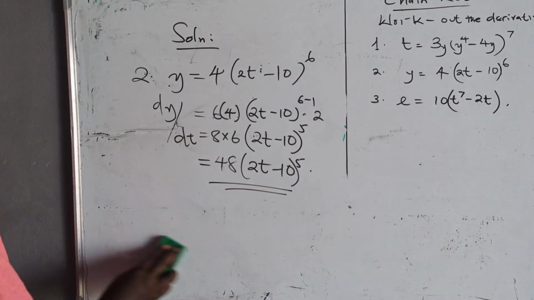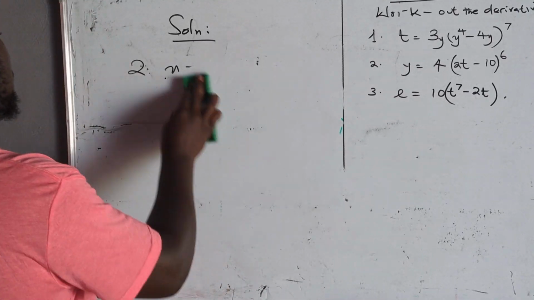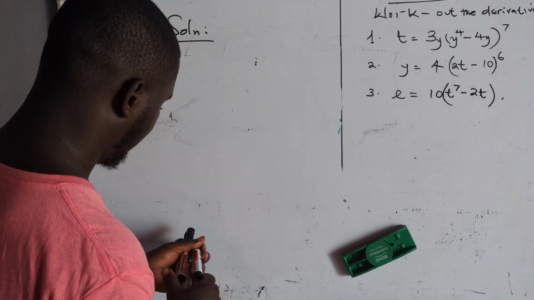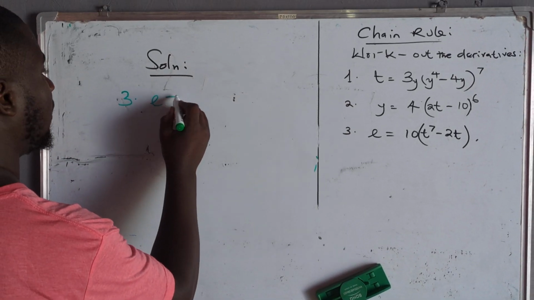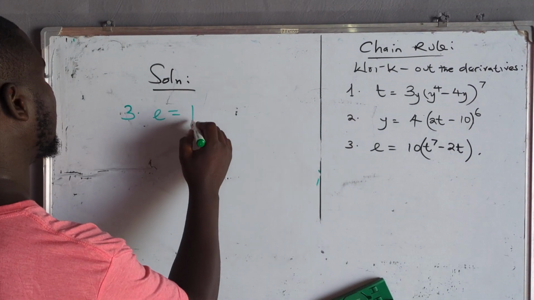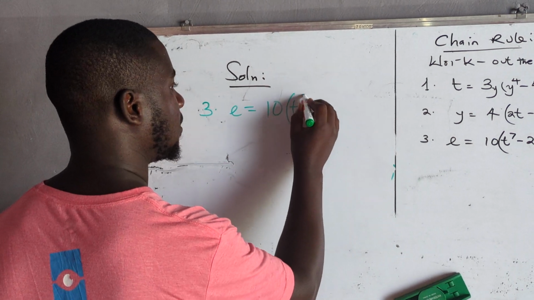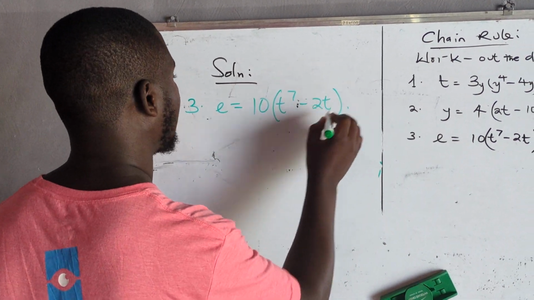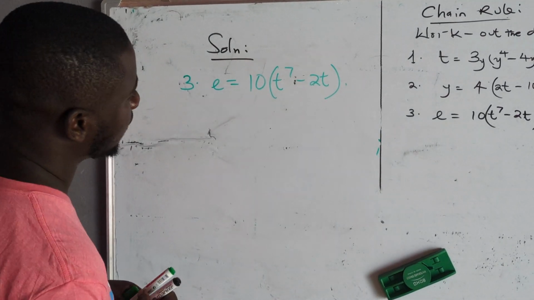Okay? Let's finish up by solving the third question that we have on the board. Quickly. Let me use different ink here now. So we have E. Okay? T7 minus T, like that. So let me solve in a different ink again.